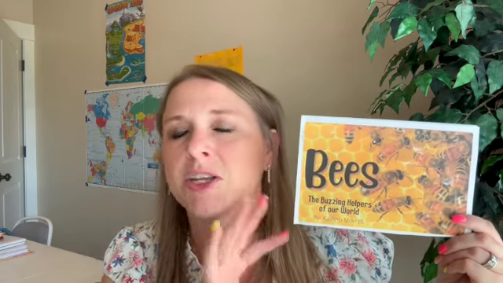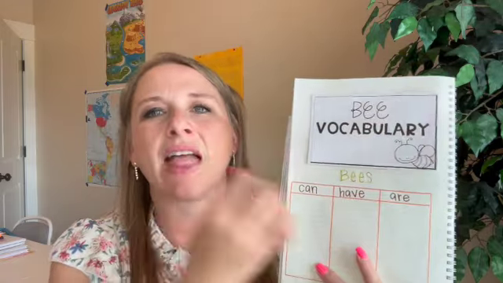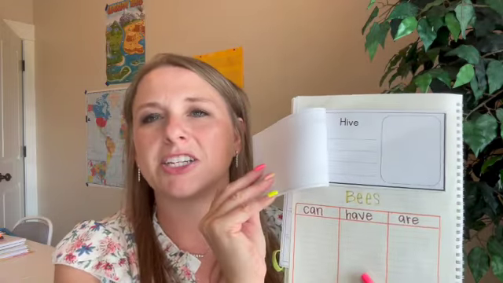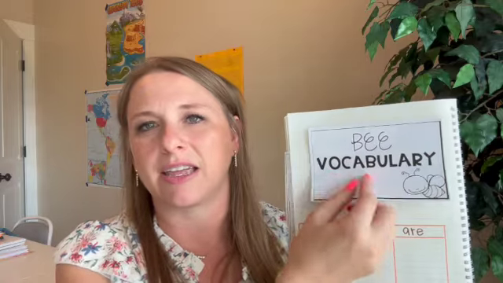So you can read this with your student multiple times, use it as a resource as you're filling out your pages for the mini unit. So that's what this is. You have your bee vocabulary. You cut out all of the pages, and then I just use a stapler to staple them together, and then you glue down the very last page so that it's stuck in your book.